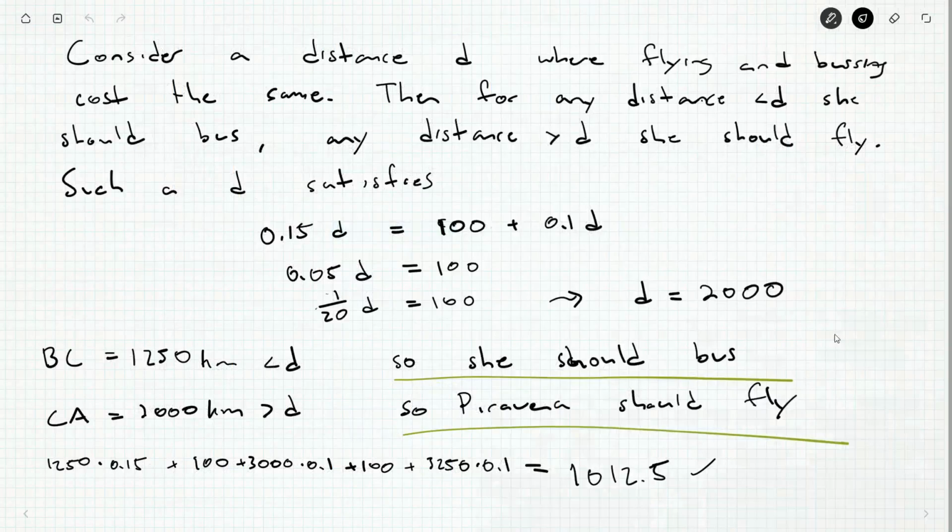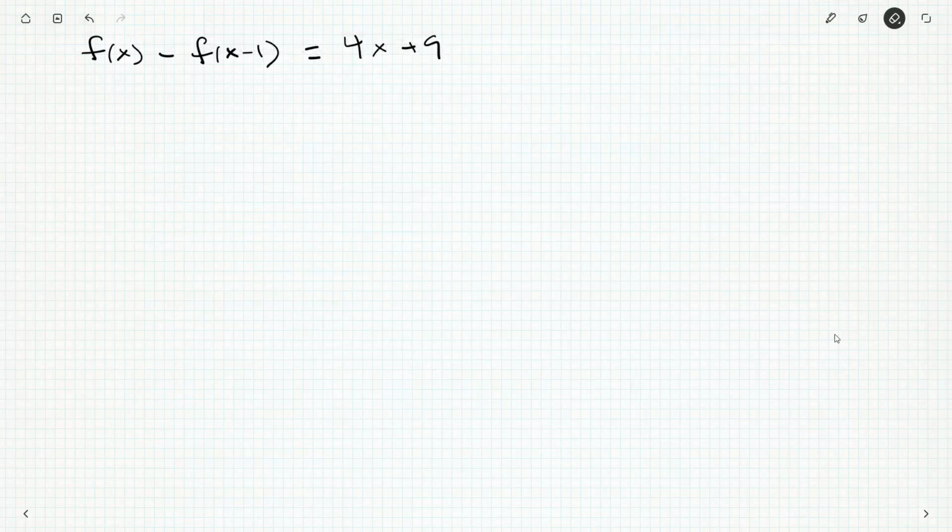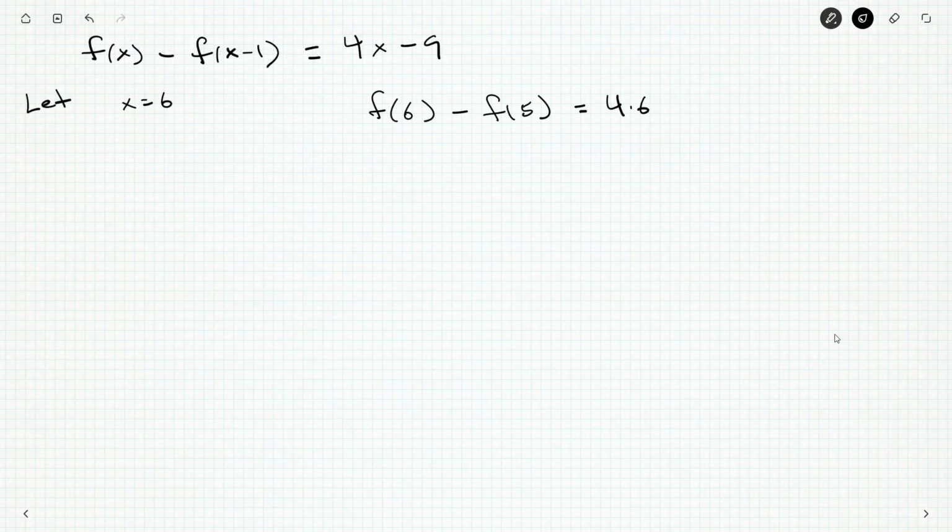So get ourselves a little more paper here. So f of x minus f of x minus 1. So whatever I put in for x, 1 less for that right there. And we're told that that's 4x plus 9. It was plus 9, right? Nope, 4x minus 9, my mistake. Okay, so let x be 6. Well, then we've got f of 6 minus f of 5 is equal to 4 times 6 minus 9, but that's 24, minus 9, that's 15.